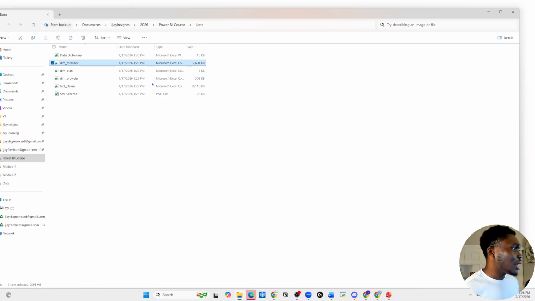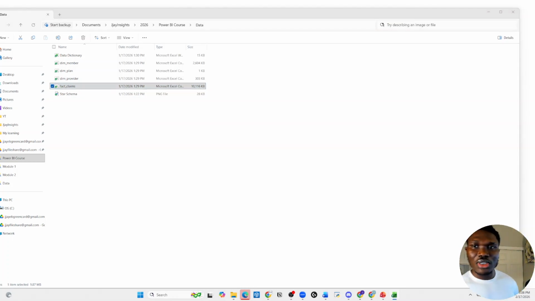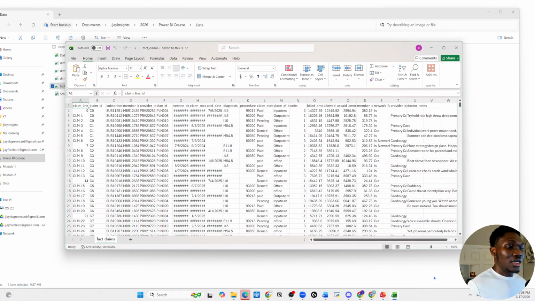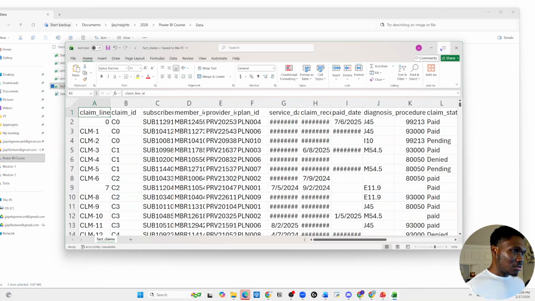So right here we see that we do have the flat fact claim. One of the things we want to do is have a deep dive study into this data set. This is a lot of information, but we're going to understand this in a minute.